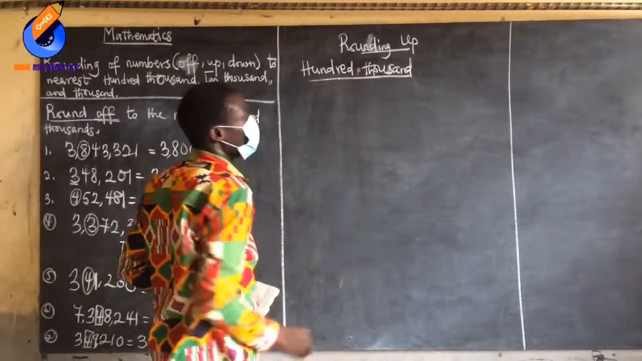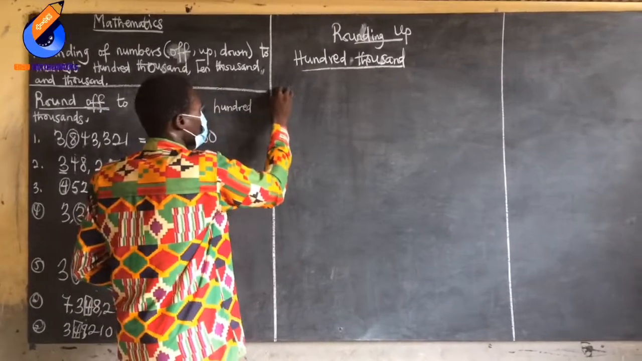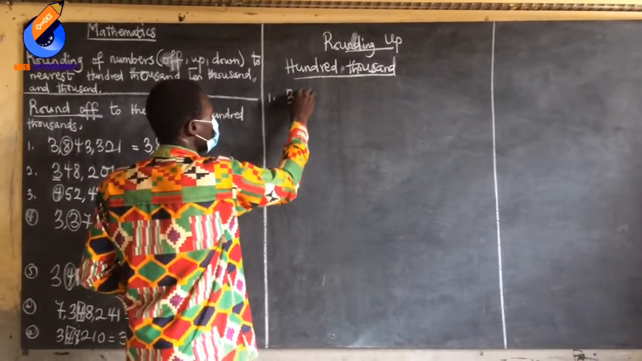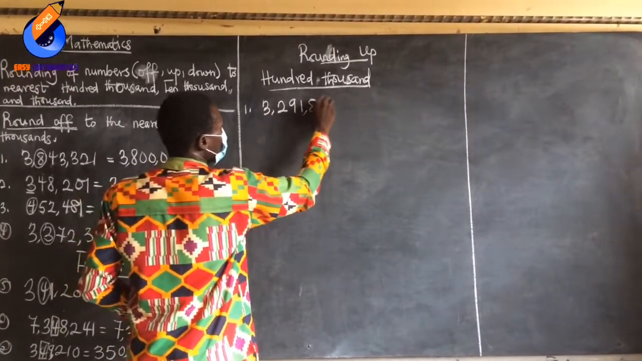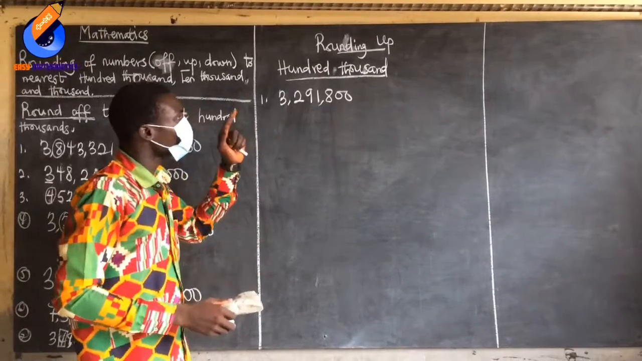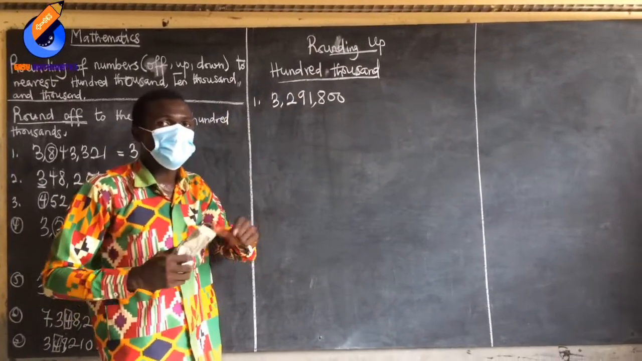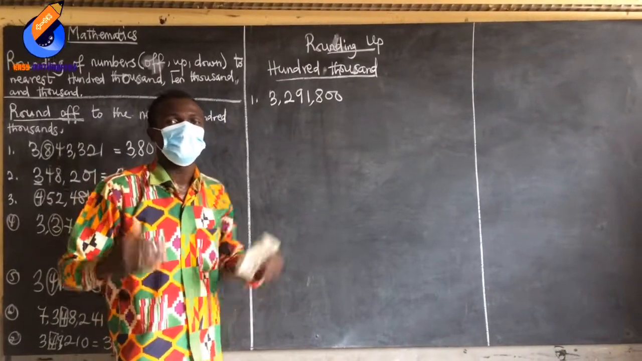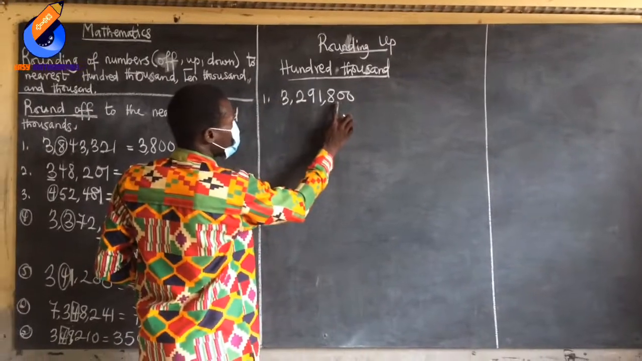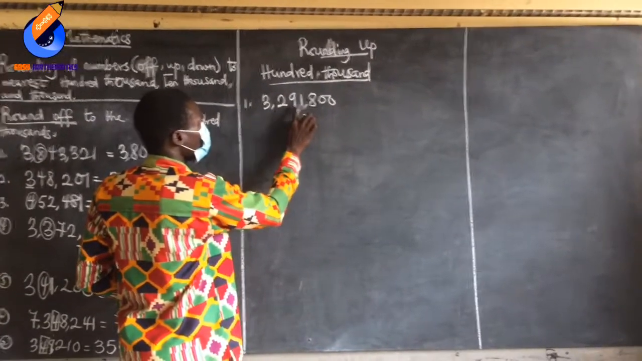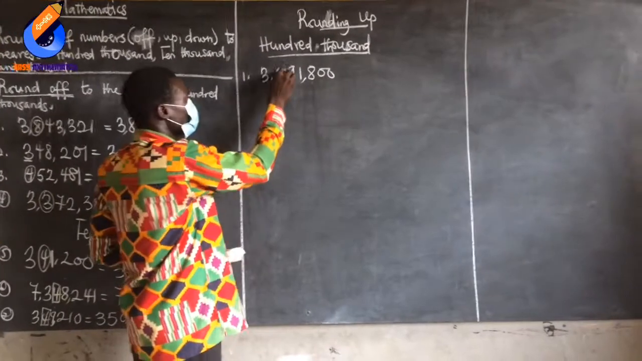We are rounding up to the nearest 100,000. So let's say I have 3,291,800. You are to round up. So the first thing that you do is locate the number having the place value 100,000. So this is ones, tens, 100, 1,000, 10,000, 100,000. So this is the number.